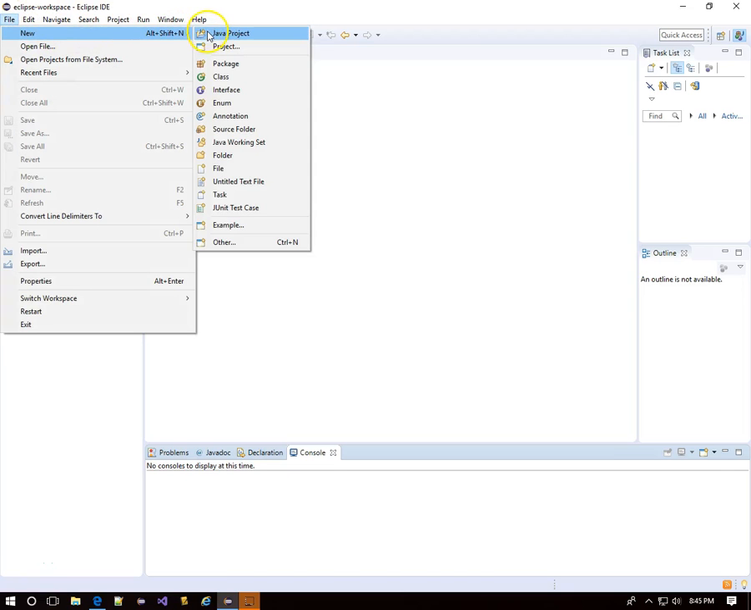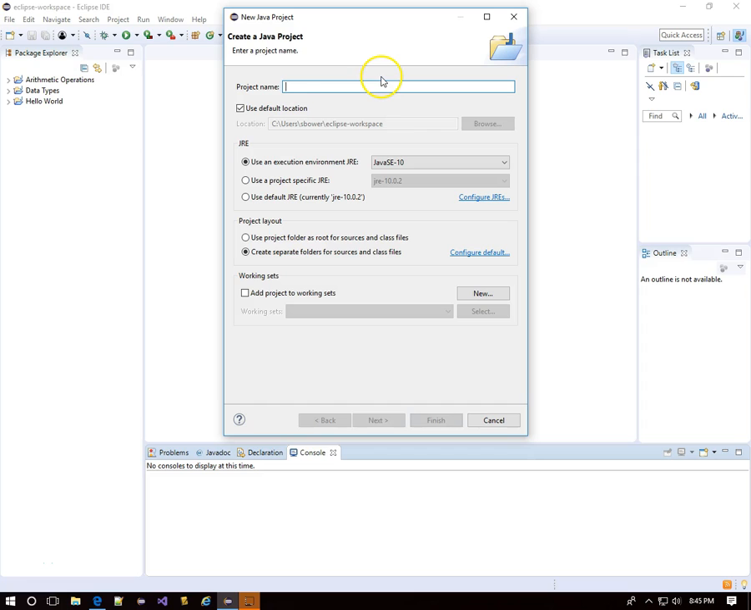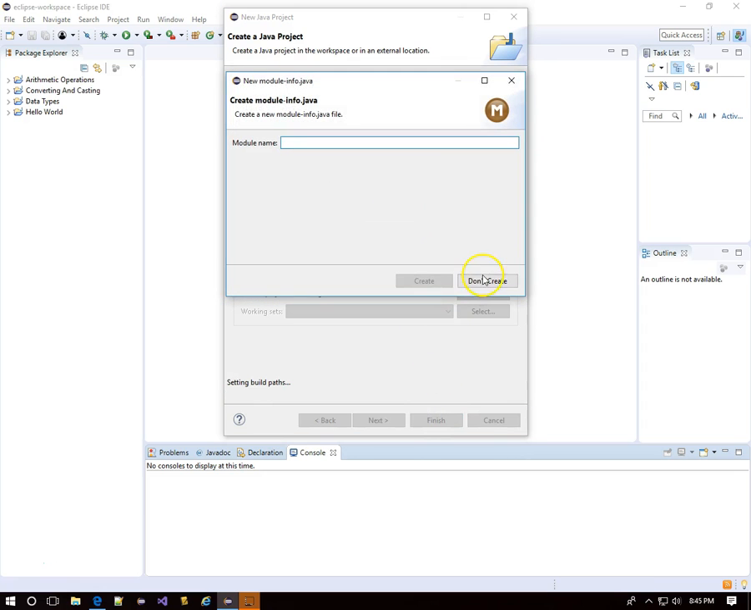We'll look at converting and casting in this program. That's what we're going to call the project, or at least what I'm going to call the project, converting and casting.